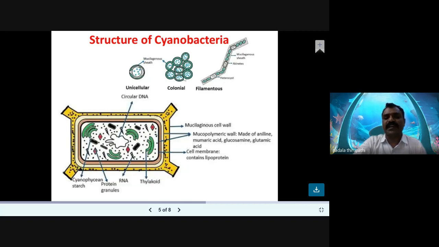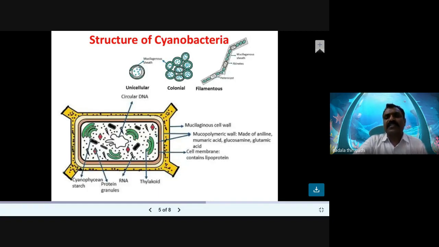This filamentous form of the cyanobacteria consists of beaded-like structures. The cells are arranged in a chain-like manner, in a beaded manner, and this chain-like structure is further surrounded by a thick mucilaginous sheath. So this entire structure we can also call a trichome. This filamentous form may be branched or unbranched.